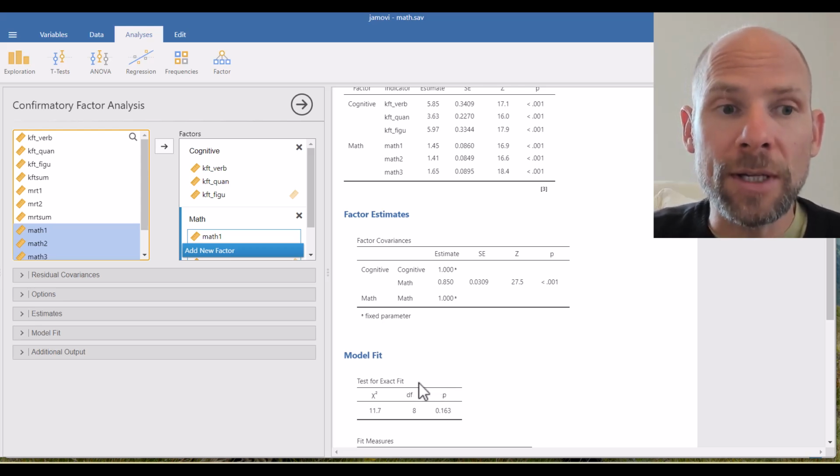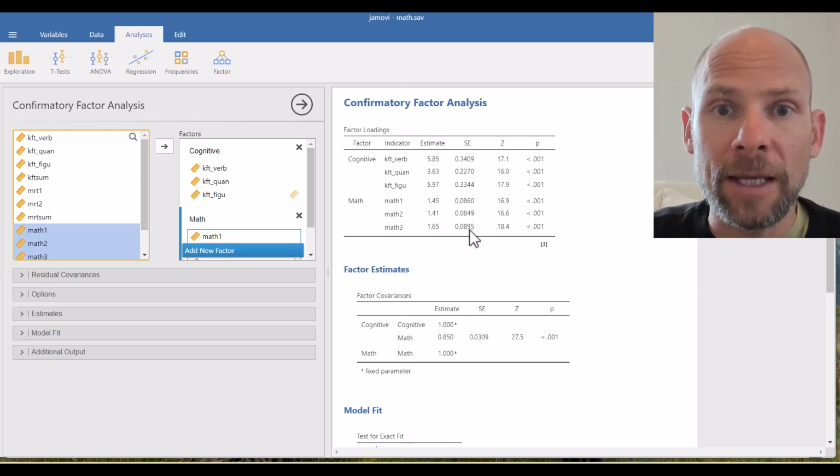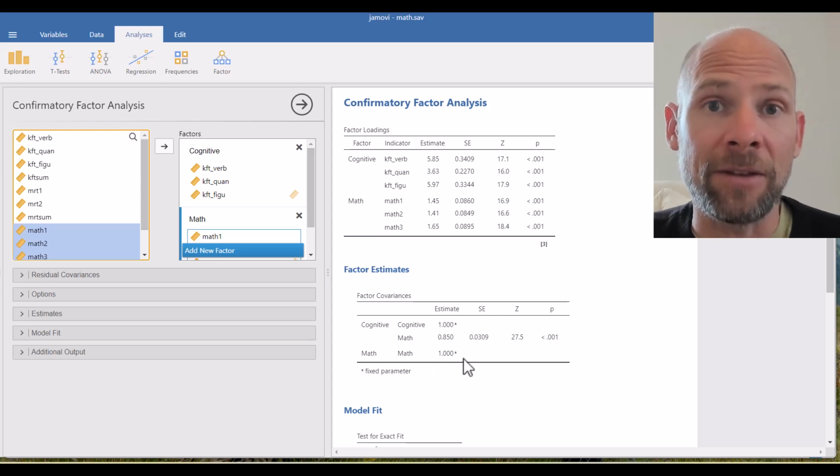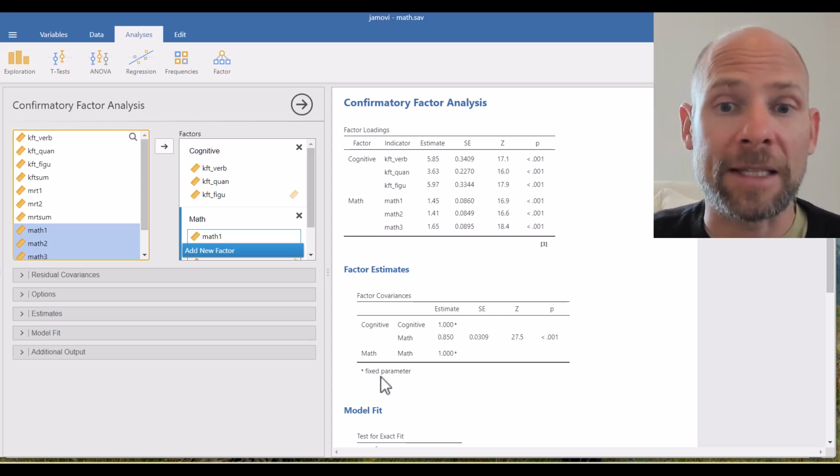Now notice that in the output, the default setting here is that the factor variances are standardized to a variance of 1. You can see that from the factor estimates table, where cognitive is 1, so that's the variance of the cognitive factor, and also math is 1, so that's the variance of the math factor, and Jamovi tells you that's a fixed parameter.